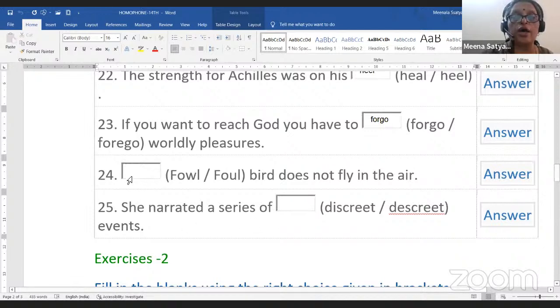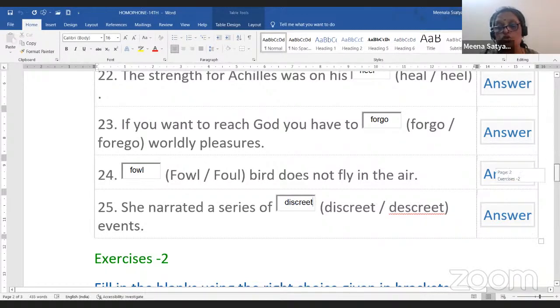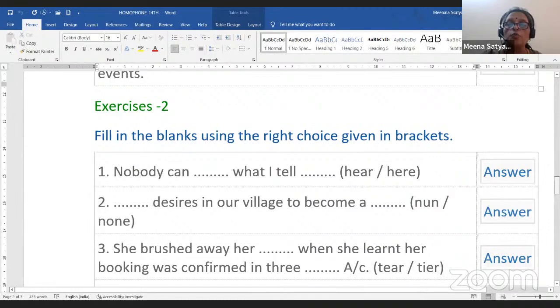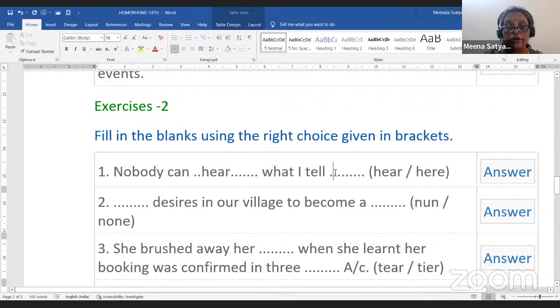Foul bird does not fly in the air. Foul, F-O-W-L. This means foul. There's a foul, especially when you play football matches and all that. You get, oh, there's a foul. And then they're shown different colors of flags, red, blue, and whatever it is. So that is foul. She narrated a series of discrete events, events which were not very self-explanatory or which were not told before. So now, nobody can hear what I tell here.